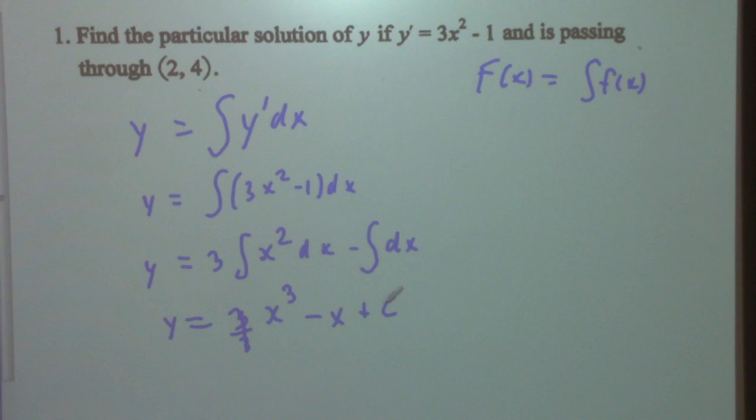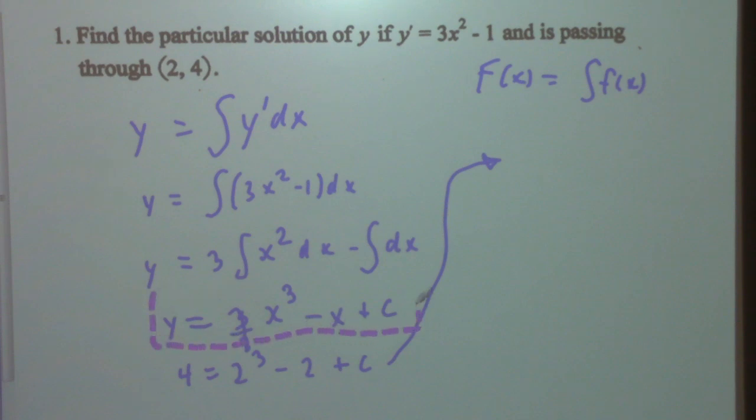Now we have enough information to solve. What can we do? Plug in (2, 4). We plug in this stuff here, so we have 4 equals 2 to the third power minus 2 plus c. I'm going to leave myself some room here. And this thing right here, I'm going to box in. This is called your general solution.